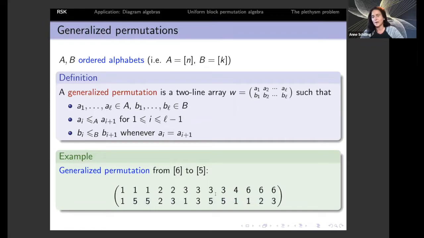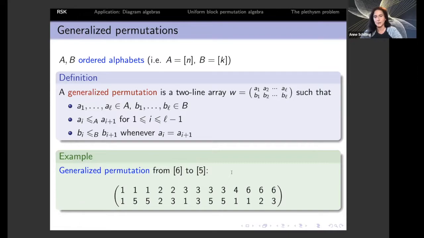And then you can see that whenever the numbers in the top row are equal, so here I have 1, 1, 1, then the numbers in the bottom row are weakly increasing. But then if there's a jump in the top row, there can be a jump, like the numbers can go down in the bottom row. So that's what's called a generalized permutation.